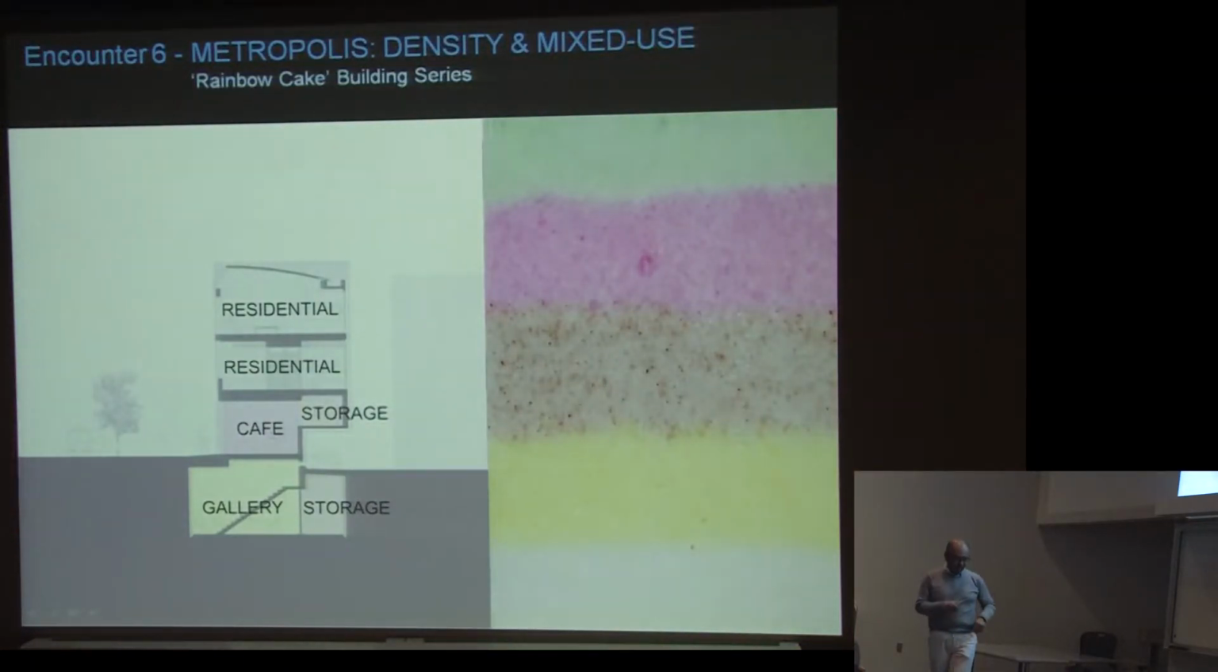So encounter number 6 is Metropolis again, but this time about density and mixed use. I think cities need density to function properly, because density means shorter travel distance. That means less energy consumed. Again, mixed use is getting very, very important, so I decided to call them rice cake buildings, because this actually shows the real rice cake.